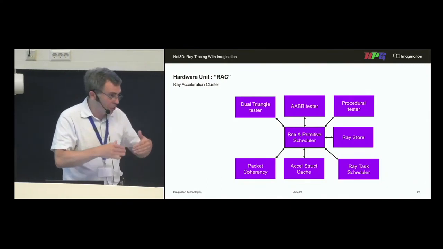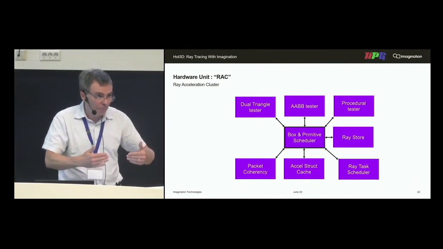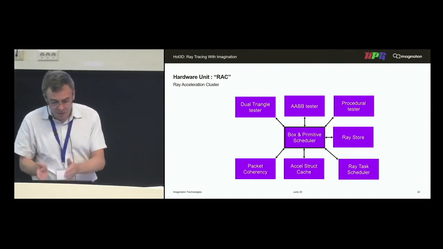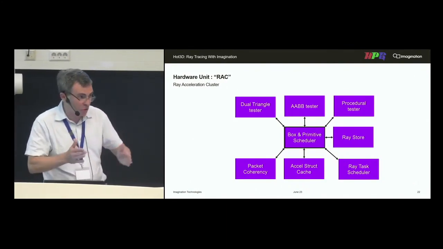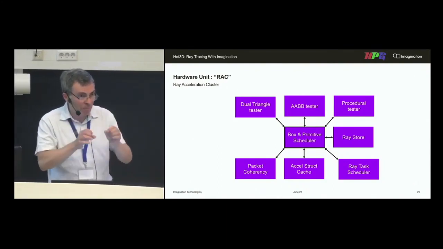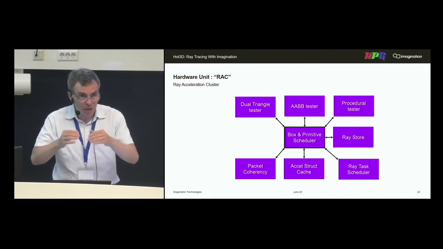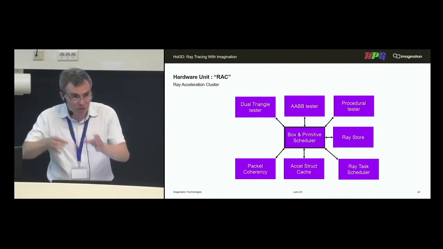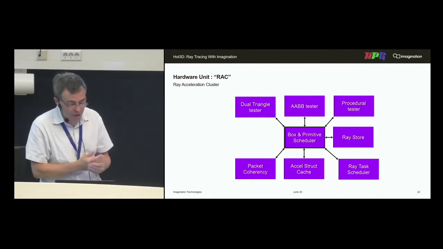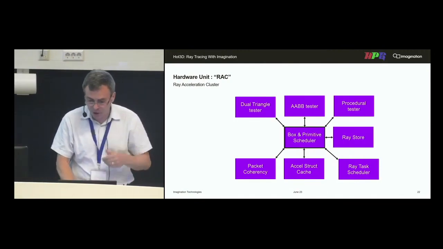Any rays that finally hit their final triangles are then put into a ray task scheduler, to make sure that we send as many similar shading operations as possible to the shader units, to keep them fully occupied.